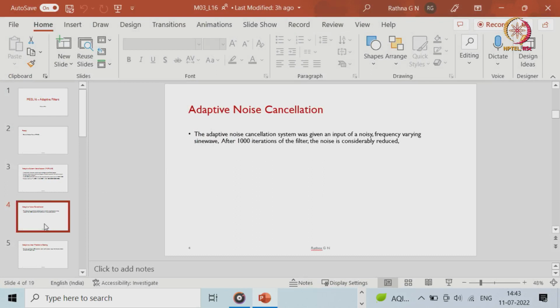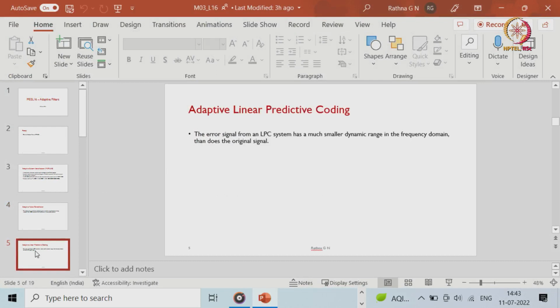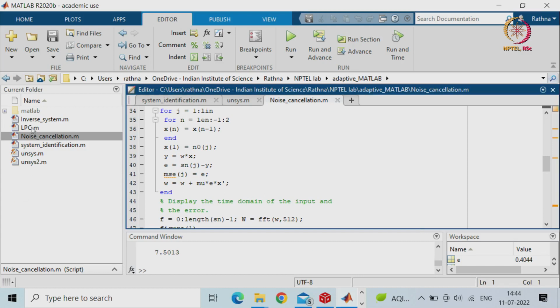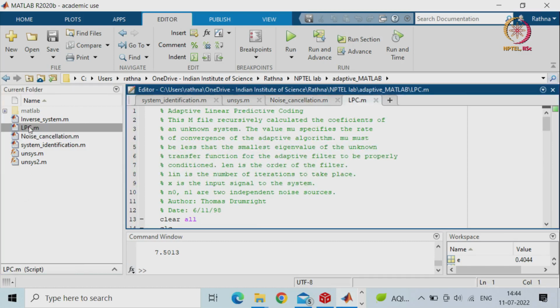So, the next one we will see is, after the noise cancellation, how your linear predictive coding is going to work. That is the error signal from the linear predictive system, basically what we have. That system has a much smaller dynamic range in the frequency domain than does the original signal. So, how this can be implemented, we will look at using MATLAB. So, we will run this.